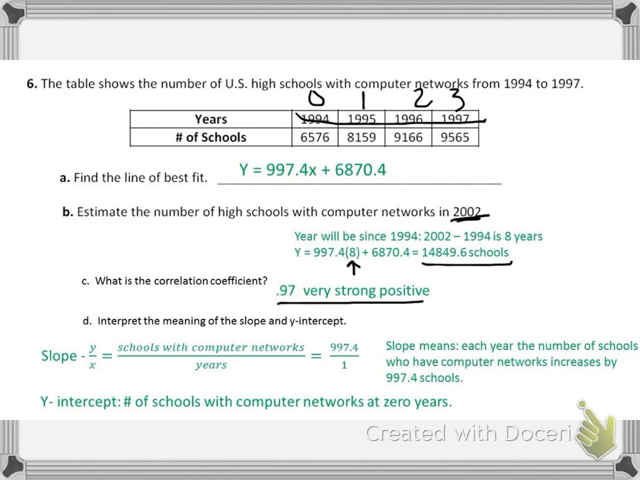Very strong positive, so it's a great correlation. Okay, again with slope, Y is schools with computer networks, X is number of years. So my slope, 997.4 over 1. So every year, schools that have computer networks increases by 997.4 schools. That's what my slope means.